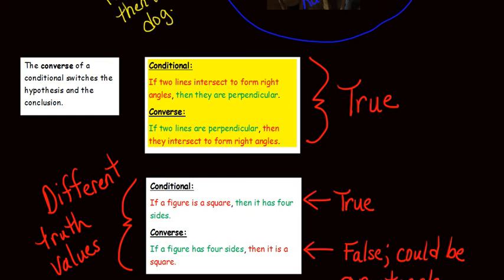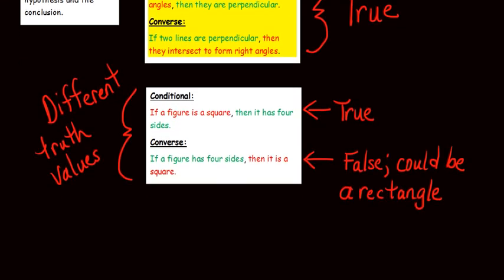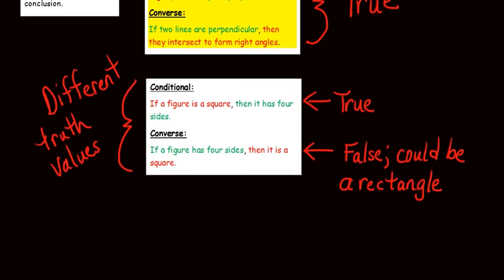Sometimes that doesn't happen, such as in this example. These have different truth values. The conditional statement is if a figure is a square, then it has 4 sides. That is true. The converse, if we switch the hypothesis and conclusion around, if a figure has 4 sides, then it is a square. That is false. And my counterexample is a rectangle.